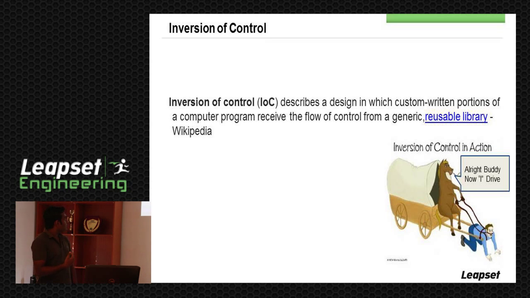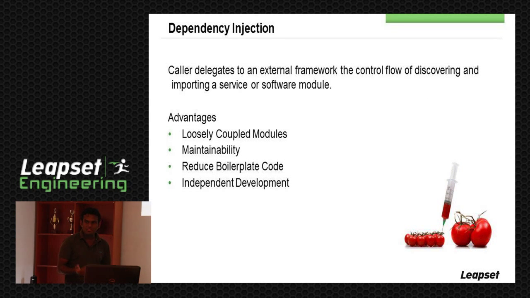From Wikipedia, it describes a design in which custom-written portions of code receive the flow of control from the reusable library. The reusable library is the service. So the client code gets the control from the reusable library. Dependency injection is actually one of the applications of inversion of control. Dependency injection is injecting the dependencies.